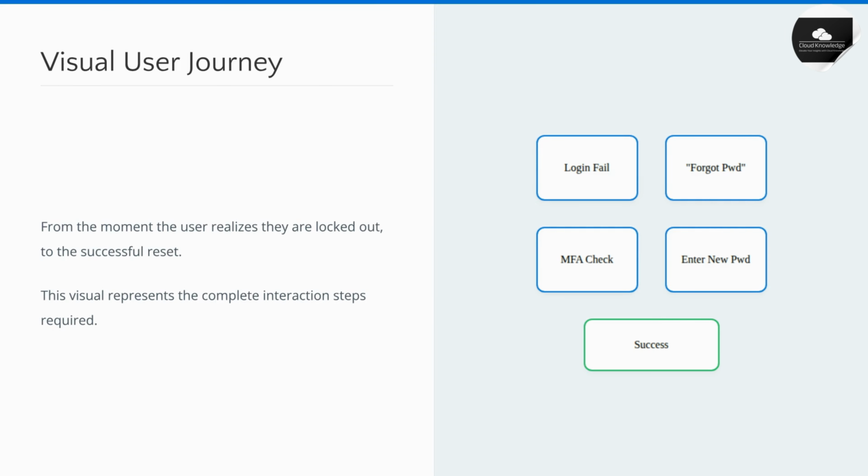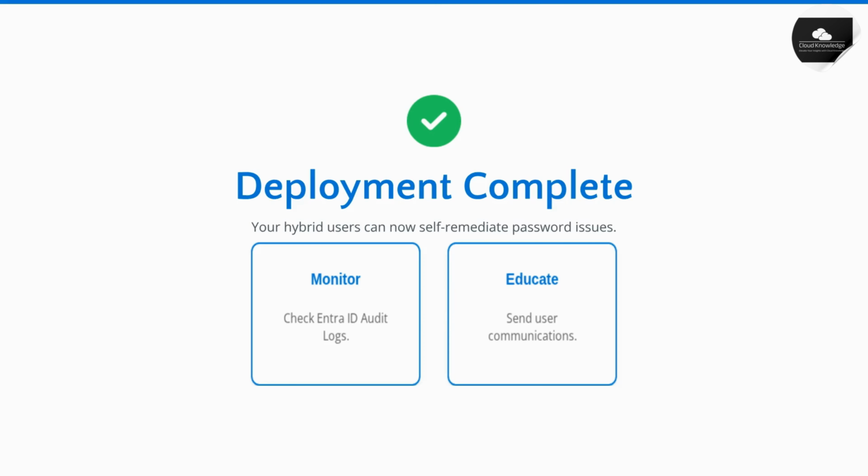This visual outlines the complete user journey, from the moment they realize they are locked out to the successful, secure password reset. Deployment is complete. Your hybrid users can now self-remediate password issues, improving efficiency and security across your organization.